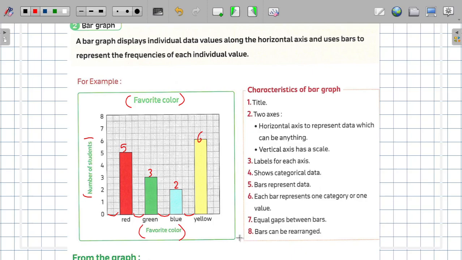And I think we can change the order of these parts. So I can say the parts can be rearranged. So I can put the yellow as the first bar, maybe the red is the second bar, so I can change the order here of the bars or I can rearrange them, okay?